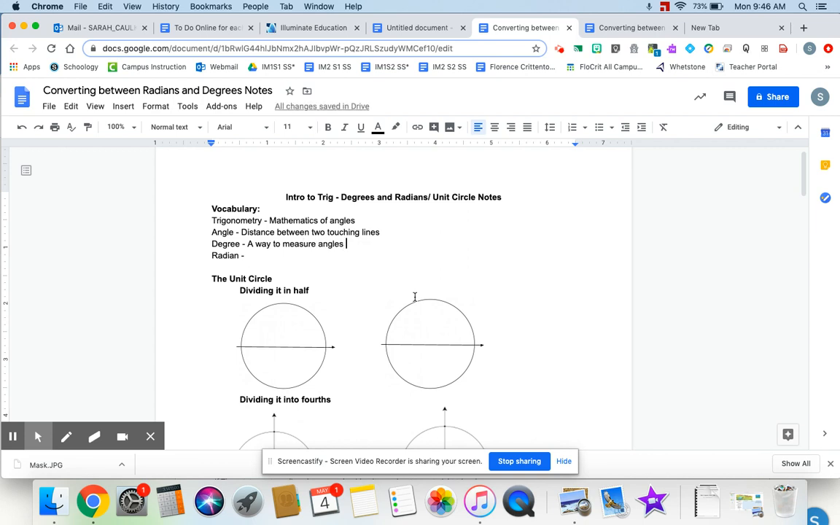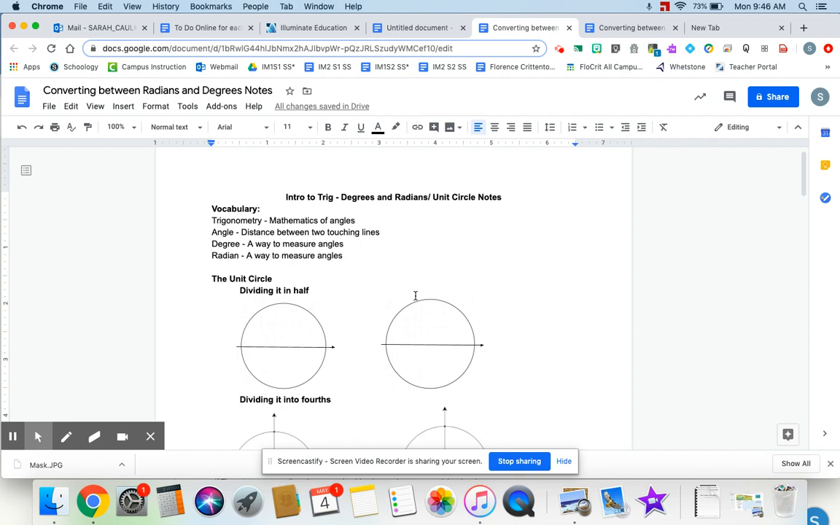But you know how you can measure your height in feet, but you could also do it in inches or in centimeters or in meters. There's tons of ways to measure your height. It's not just one. So angles, there's two ways to measure them. There's degrees, and then there's also radians. And so radians is also a way to measure angles.